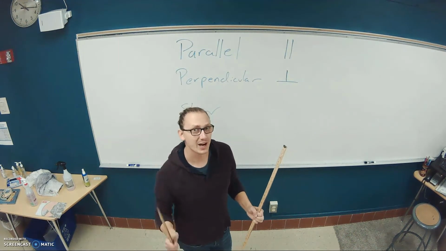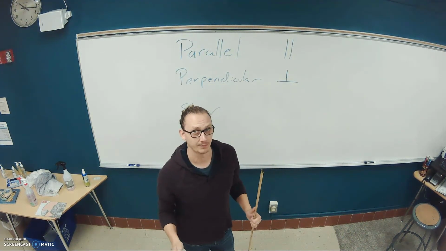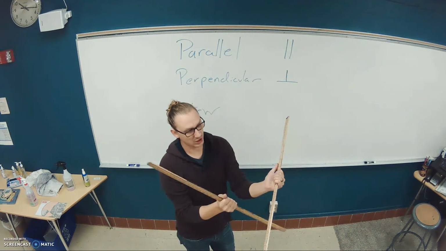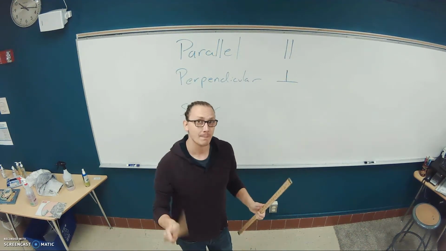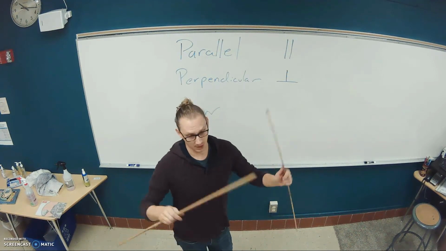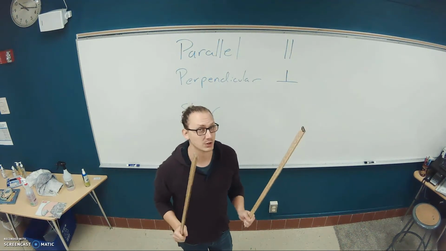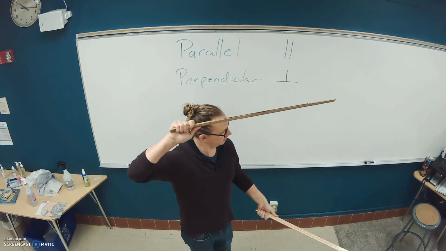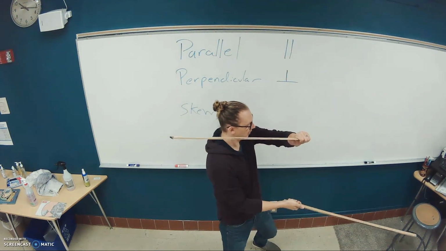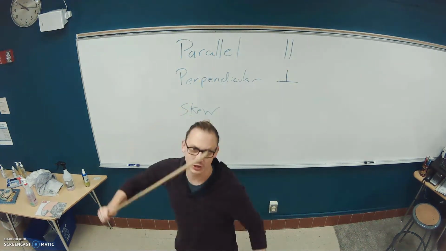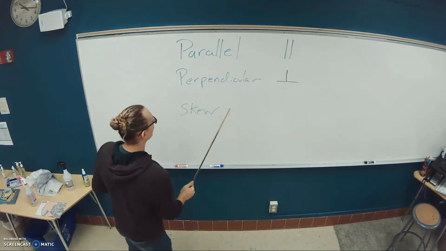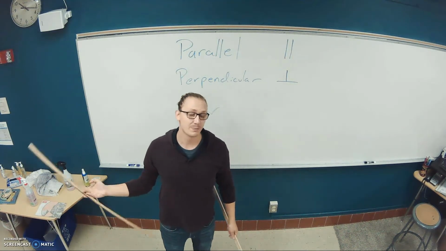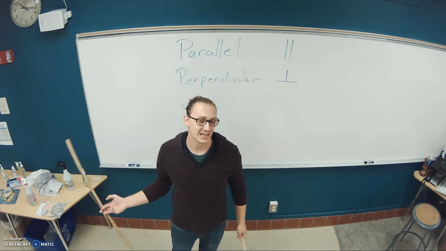Skew requires a 3D drawing, which is difficult in the 2D world sometimes. Skew requires 3 dimensions. Parallel and perpendicular only require 2. Those operate in a 2-dimensional world. Okay? Skew is 3 dimensions. Bunch of skew lines. Okay? There's not actually a symbol for skew that I know of. Okay? So that is parallel, perpendicular, and skew.